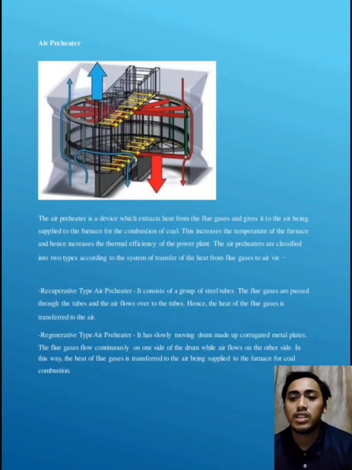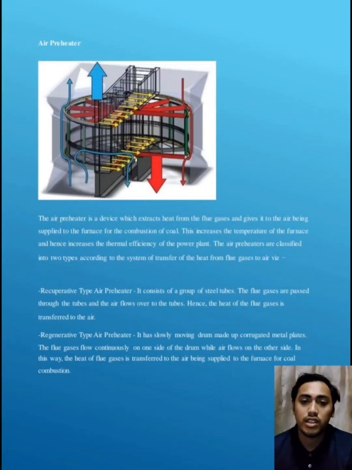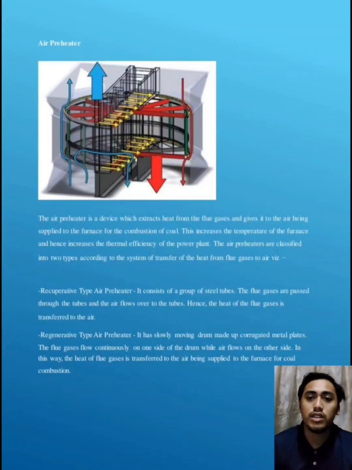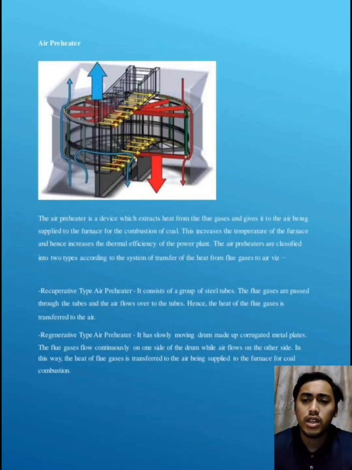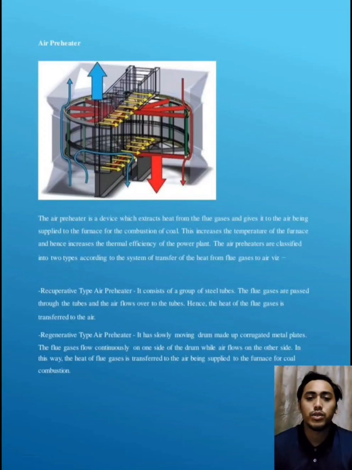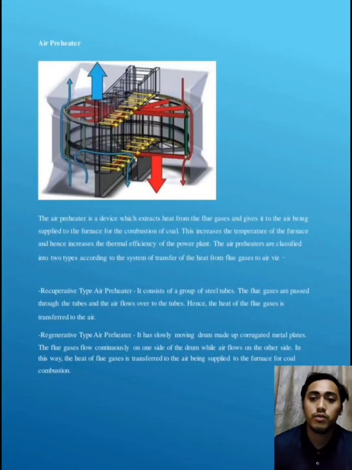Also, the air preheater has 2 types of classification. The one is the recuperative type air preheater. It consists of a group of steel tubes. The flue gas is passed through the tubes and the air flows over the tubes. Hence the heat of the flue gas is transferred to the air. The other one is the regenerative type air preheater. The working principle is that it has a slowly moving drum made up of corrugated metal plate.